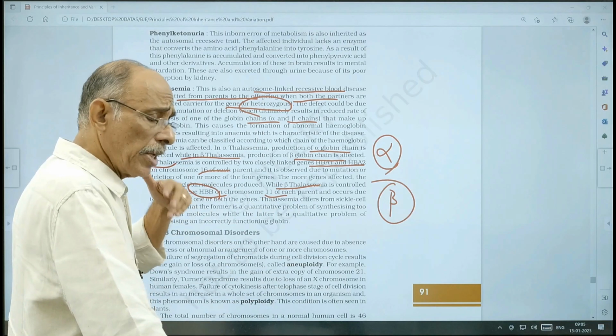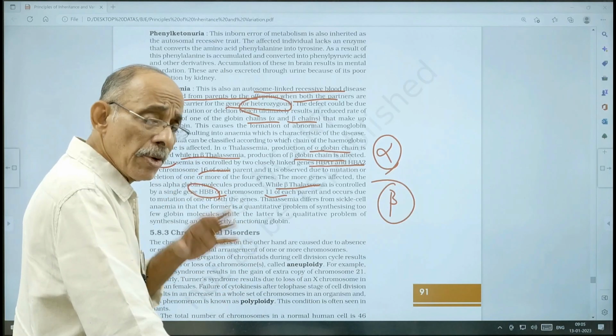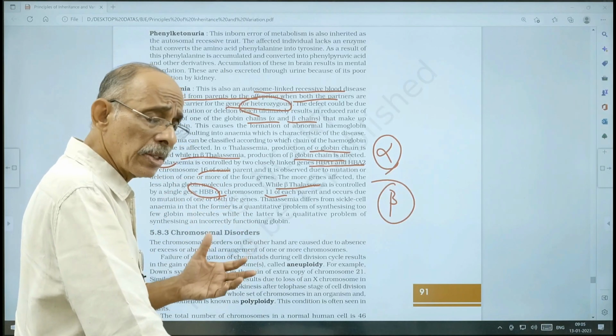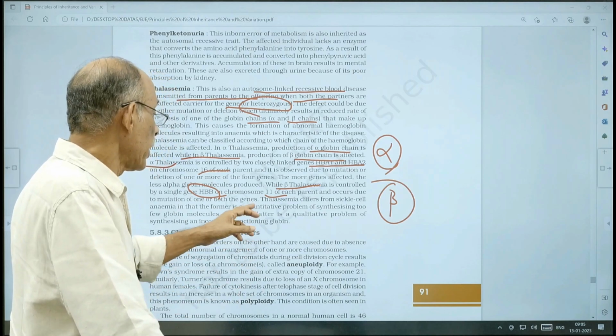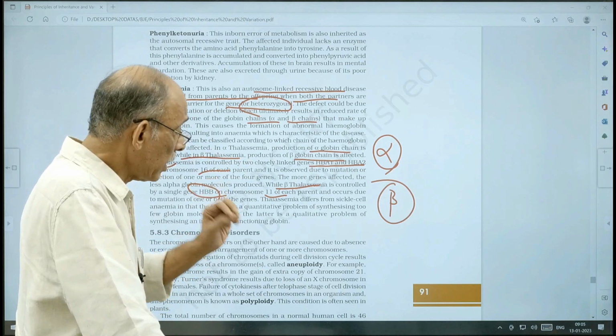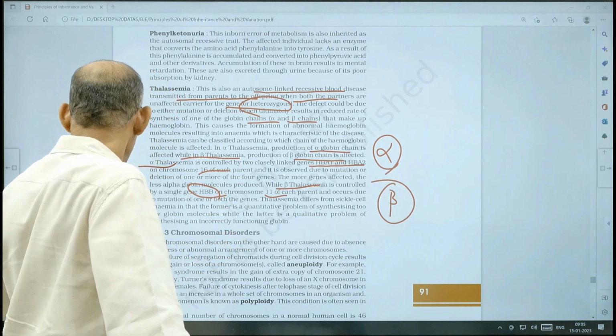And thalassemia is different from sickle cell anemia. In sickle cell anemia, hemoglobin is produced, but the quality is different; the wrong type of hemoglobin is produced. Whereas in thalassemia, the hemoglobin is not produced enough. So thalassemia is a quantitative problem, whereas sickle cell anemia is a qualitative problem.